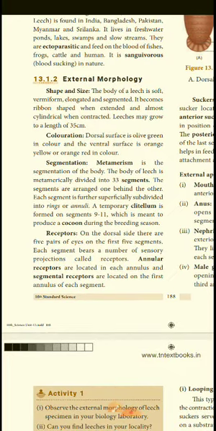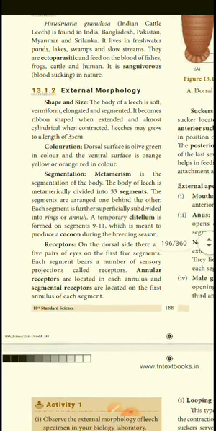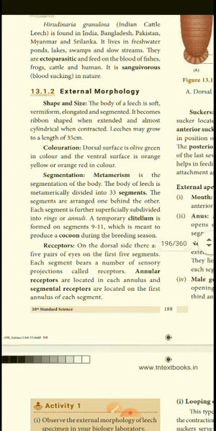The clitellum produces the cocoon during the breeding season. Now the receptors. On the dorsal side there are 5 pairs of eyes, and each segment bears a number of sensory projections called receptors.